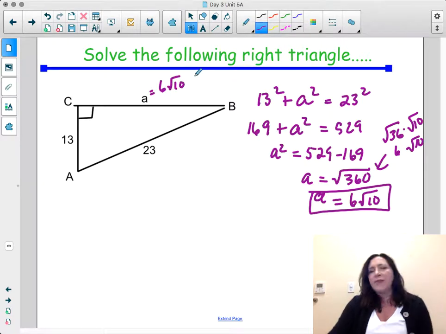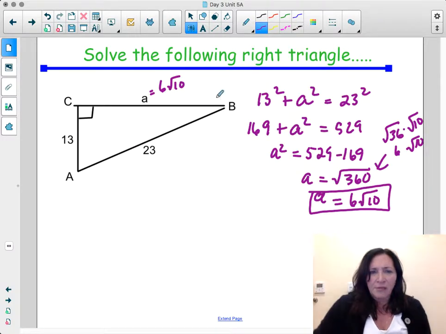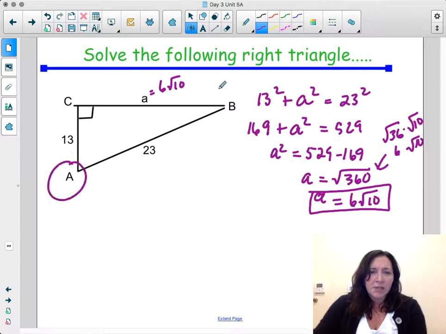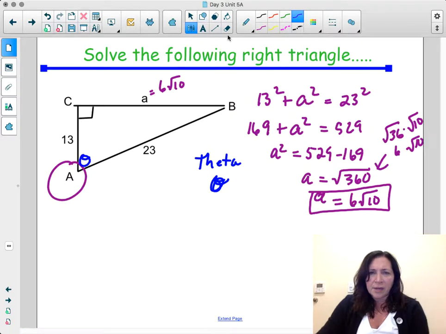All right, so now we found all the sides, so that's good. What we need to do now is to find angle A and angle B. Pick one. I'm just going to choose A. So I'm choosing A. Put yourself at the angle. We're going to call this theta, okay? Theta just means angle. Theta means angle in Greek.